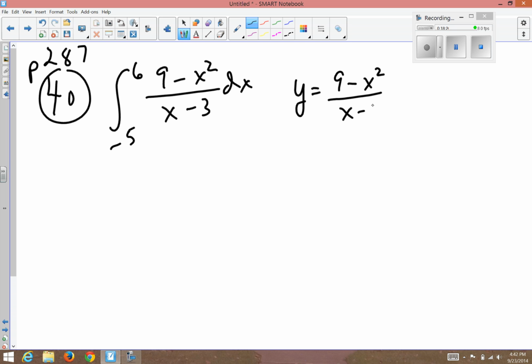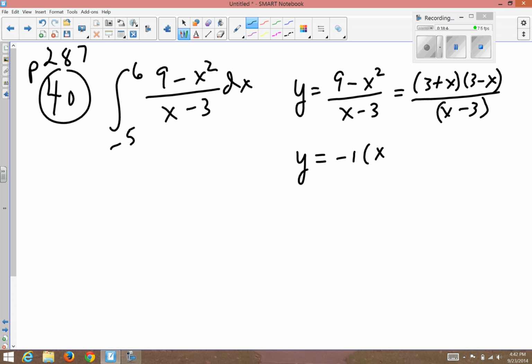which will be a little bit easier to graph, a lot easier to graph if we simplify this. That's (3 plus x) times (3 minus x) over (x minus 3). That can be simplified to y equals -1 times (x plus 3), because 3 minus x and x minus 3 are opposites. Anything divided by its opposite is -1. We have y equals -x - 3, which is a line.